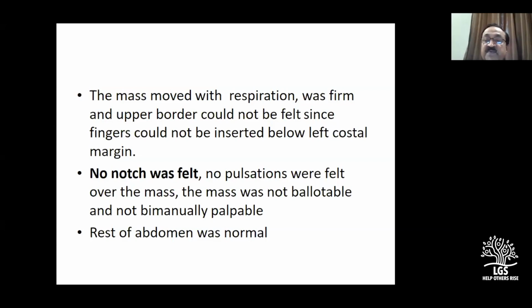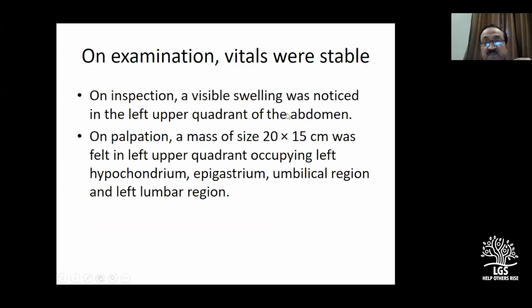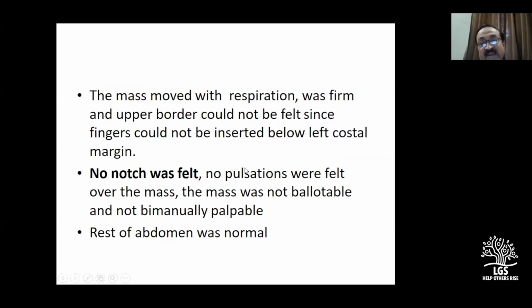So rest of the abdomen normal means there was no hepatomegaly, and no lymph nodes palpable anywhere. Oral cavity is normal. Neck is normal. No bony tenderness. This is how cases are given to you. Look at the size, 20 by 15. So what possibilities are coming to your mind at this stage?